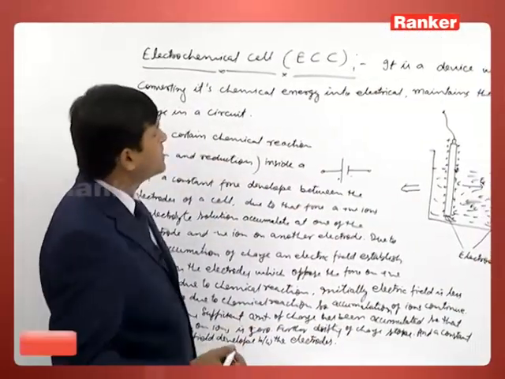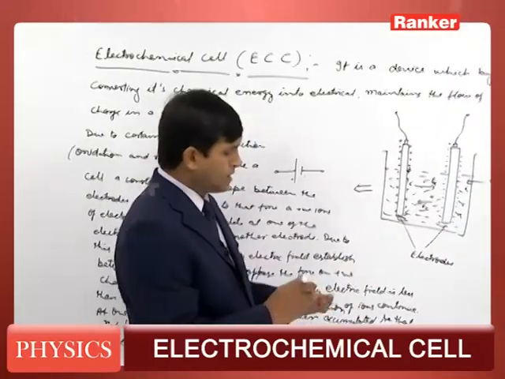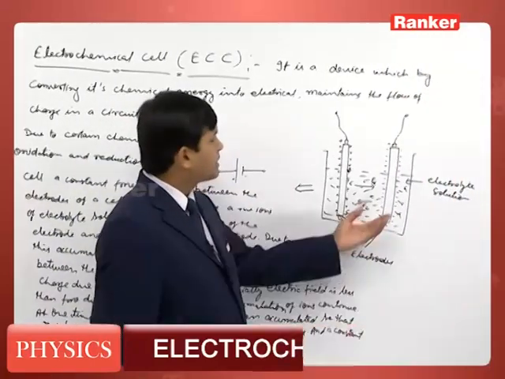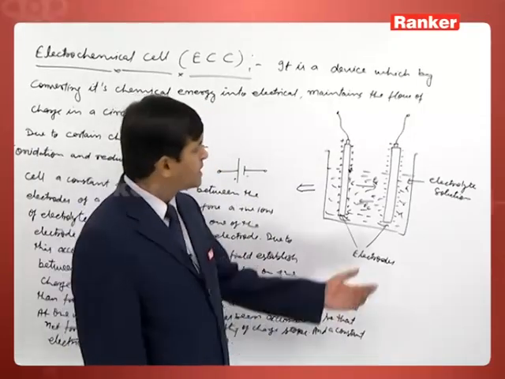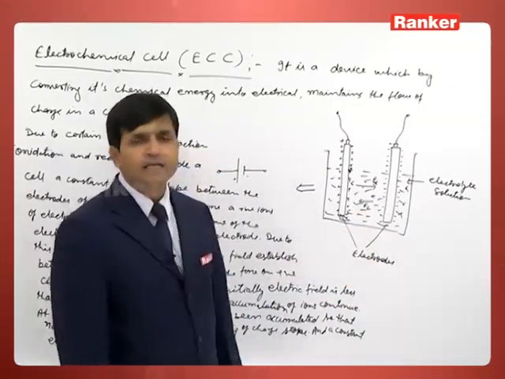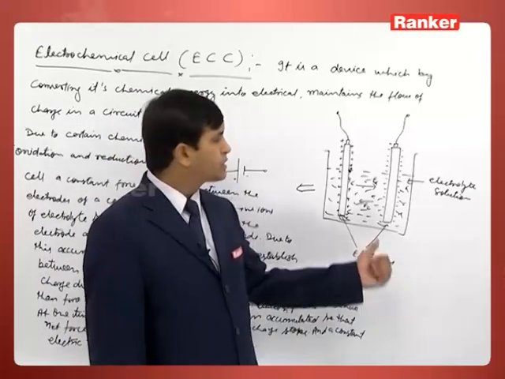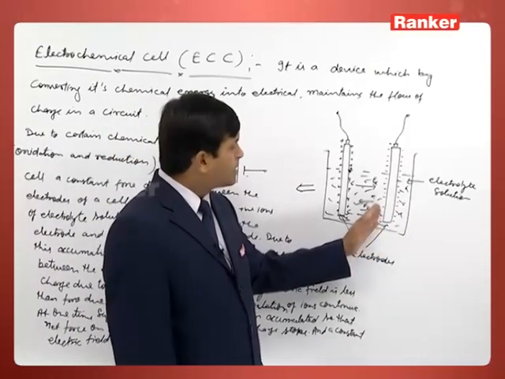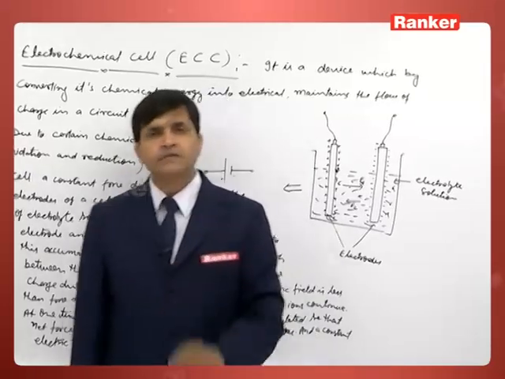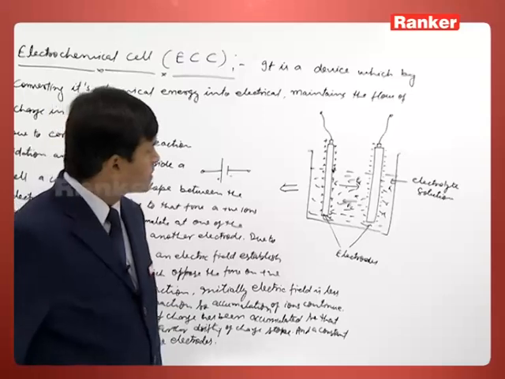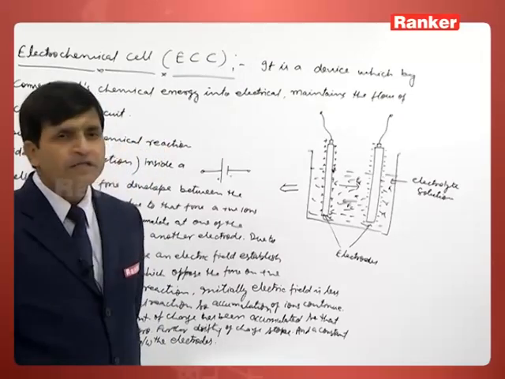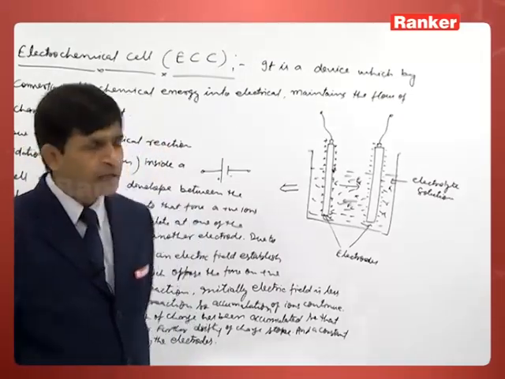Okay. So the meaning of that is that as soon as the system has been made, a cell has been made, a chemical reaction starts taking place. Due to that chemical reaction, a constant force develops between the electrodes, and that constant force pushes the ions from one electrode to another electrode.